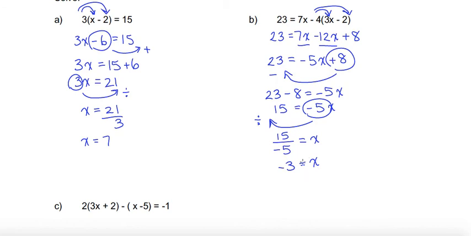It doesn't matter whether your variable is on the left-hand side or the right-hand side. If you want to rewrite this so that it looks like this, x is equal to negative 3, you can. Both of these mean the same thing, so keep that in mind as well.